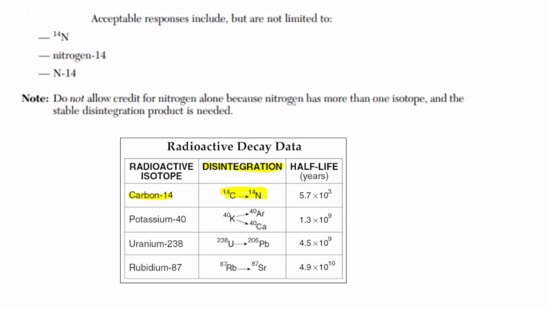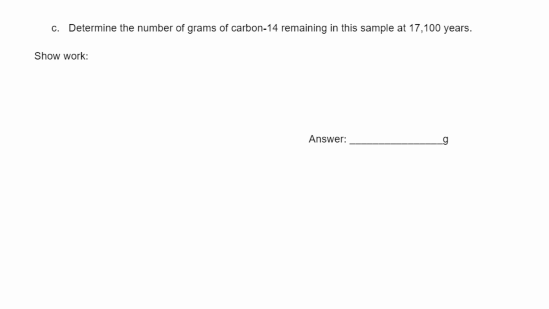Nitrogen alone won't do, because nitrogen has more than one isotope and the stable disintegration product is needed. There are different nitrogens with different numbers of protons and neutrons, and therefore you can't just say nitrogen. Nitrogen 14 is different.